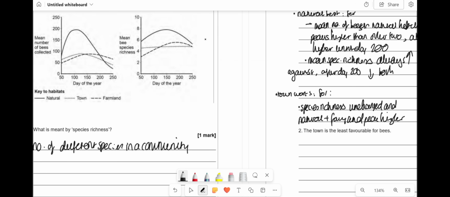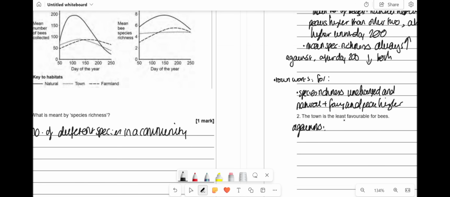Bees don't like living in the cold, this kind of thing, right? So we kind of have to look at the picture overall. So there's that. But then we need to look at some againsts. Well, the species richness, it's got a higher species richness than farm, like here, doesn't it? Until around 125 days. What else can we see?